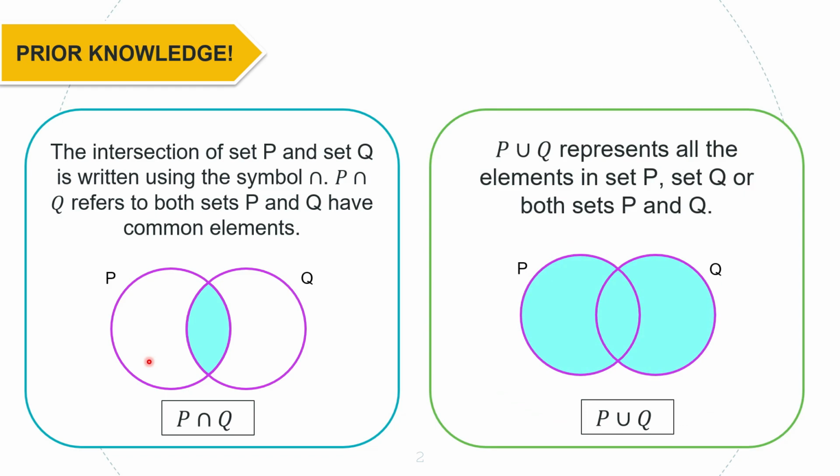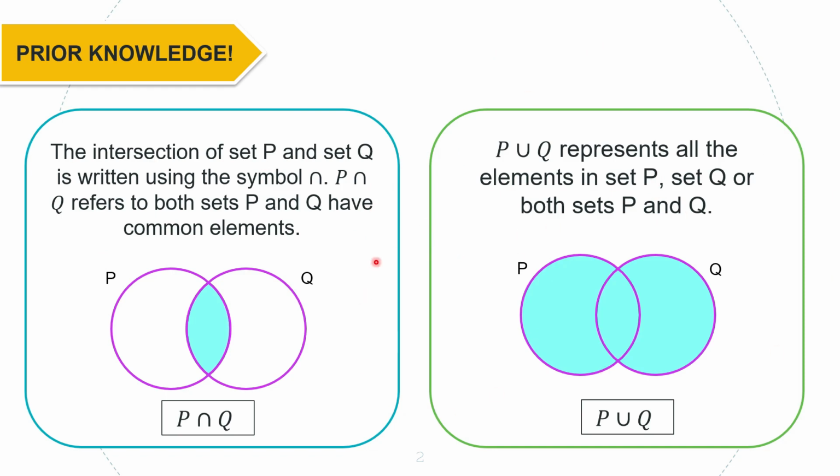Okay, next is the union of set. P union Q represent all the elements in set P, set Q, or both set P and Q. Okay, from this Venn diagram, this represents the set P union set Q. You combine all the elements in set P and set Q. You must know the most basic of the operation on set, which is intersection of set and then the union of set.